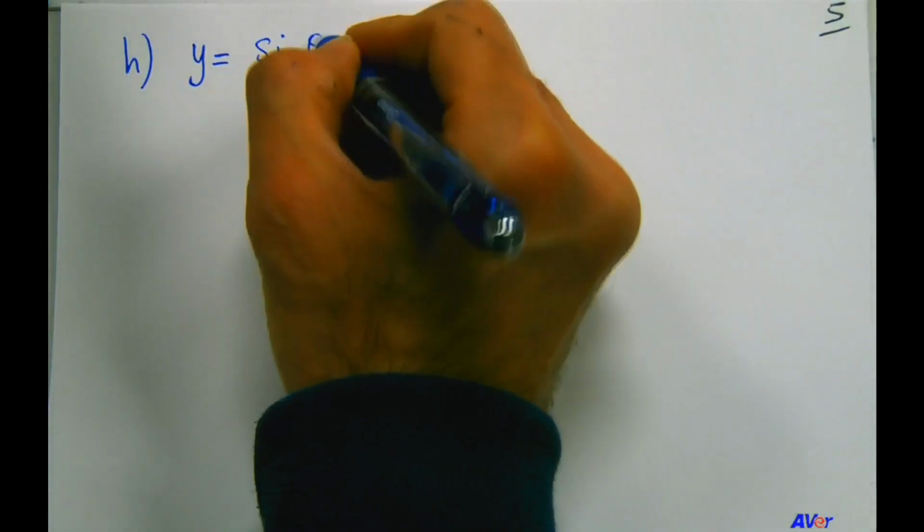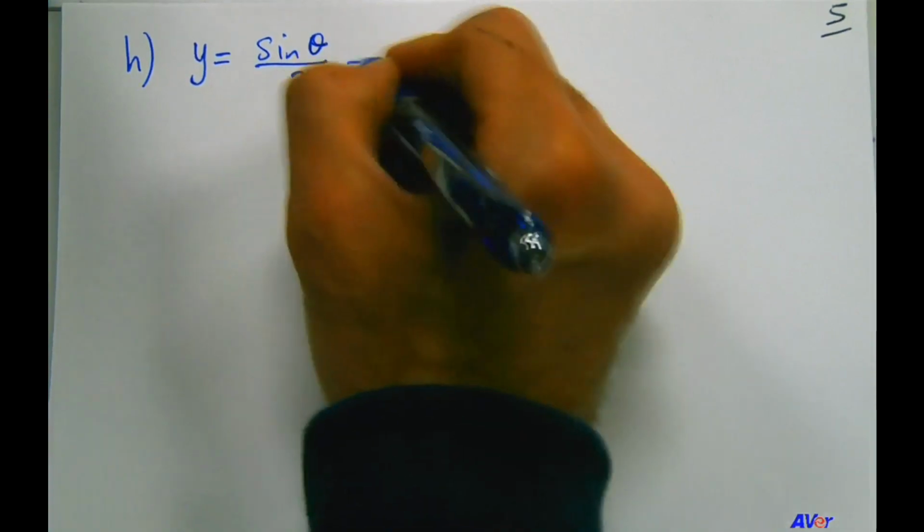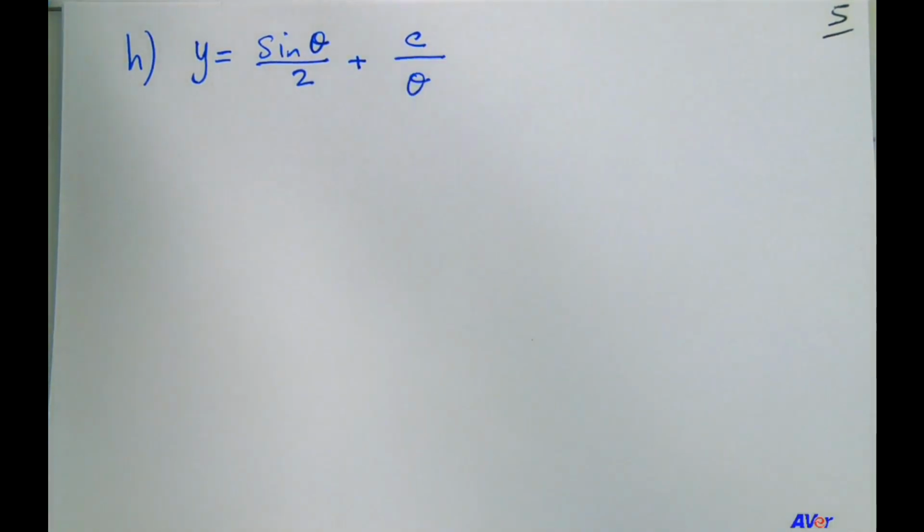Okay, so let's continue with more examples here. That was g, so this will be h. We want to find the derivative of y equals sine of theta over 2 plus c divided by theta. All right? Okay.